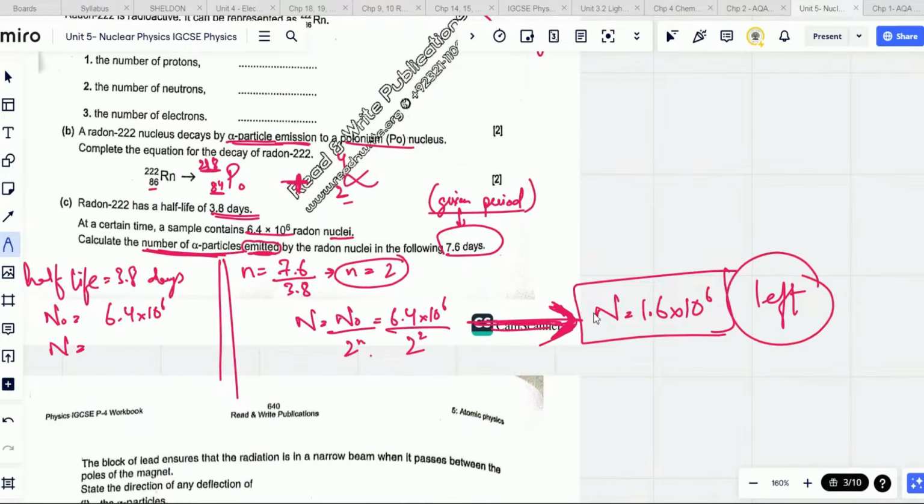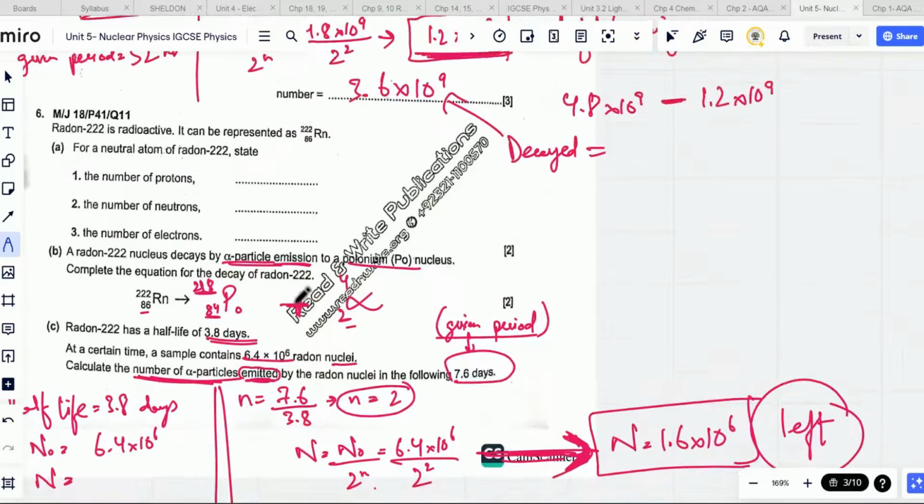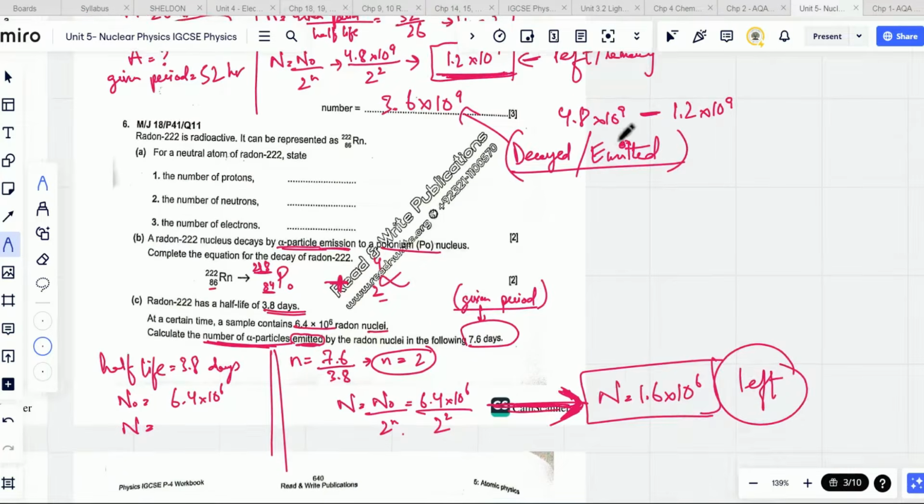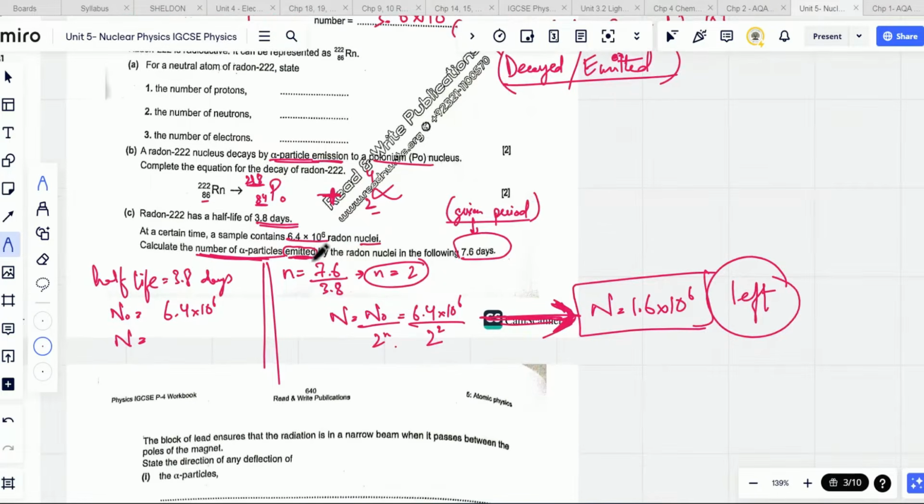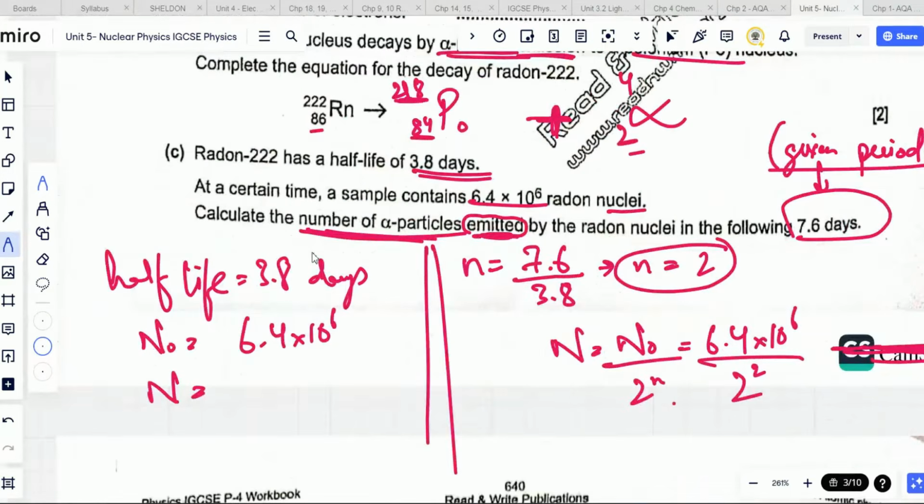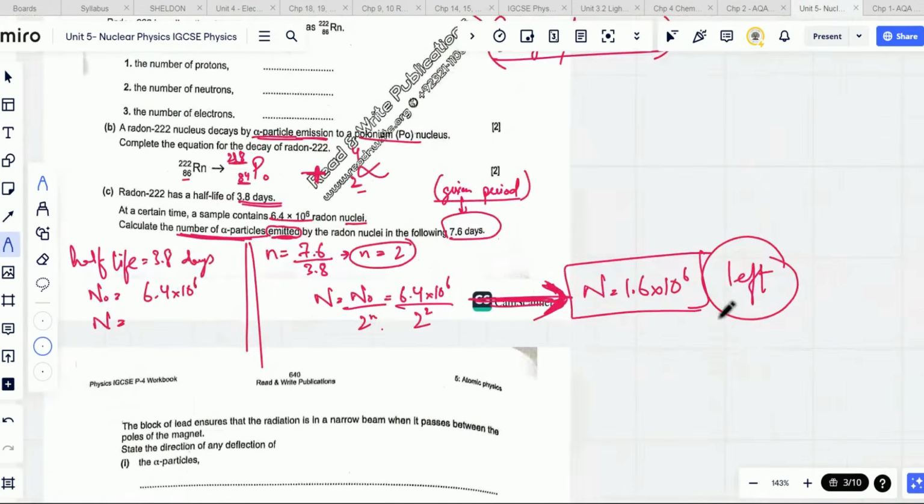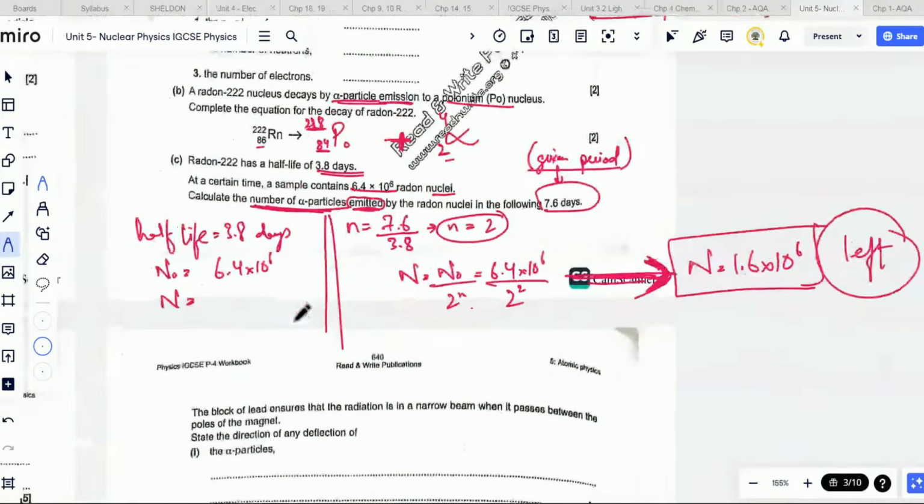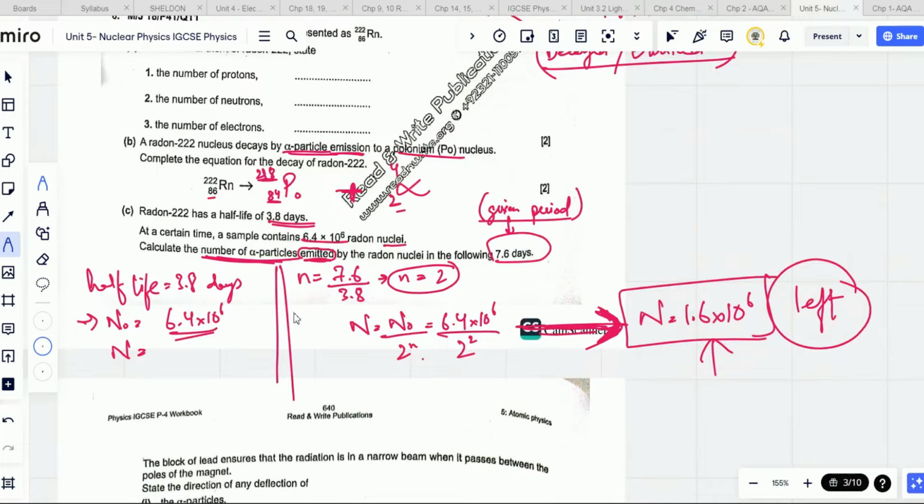And one more thing, I made a mistake. I'm very sorry. When they use the word decayed or emitted as well, whenever they mention the words decayed or emitted, you always do the same thing that we did earlier. They're not asking us how many are left, they're saying how many are emitted. These are the ones which are left. I'm sorry, I was just in a hurry. So what do we do next? We got the original number. What was the original number? And how many are left now? 1.6. So how many are emitted or decayed?